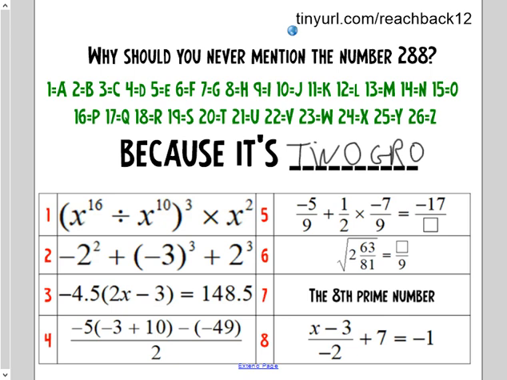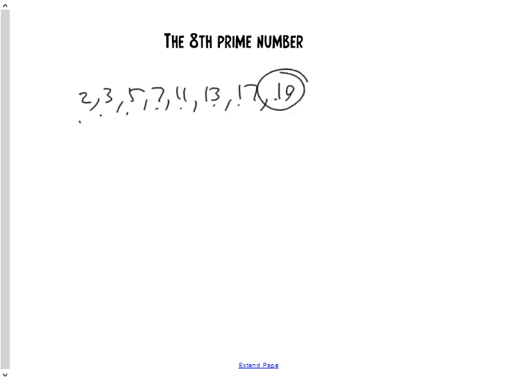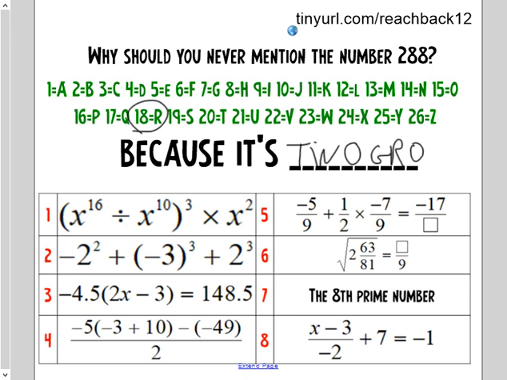Oh, I think I see what the answer is going to be. The 8th prime number. Well, 2 is your first. 3 is your second. 5, 7, 11, 13, 17, 19. 1, 2, 3, 4, 5, 6, 7, 8. 19 is your 8th prime number. So the 18 is R. Oh, did I make a mistake there? Sorry, 19. 19, S. Oopsie daisy.